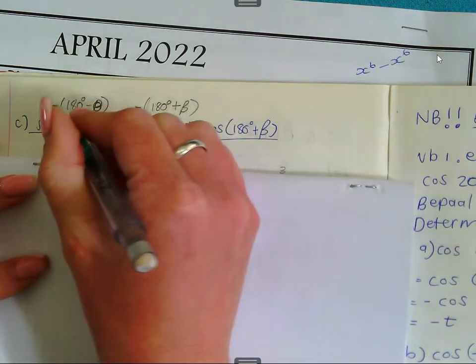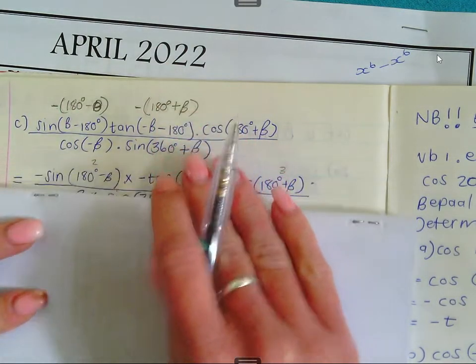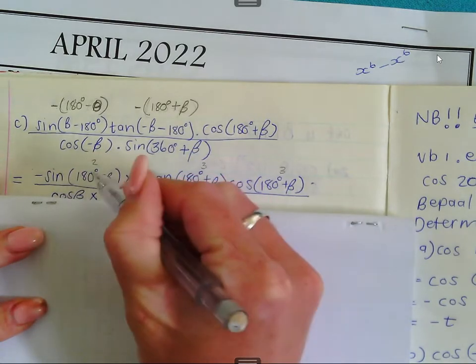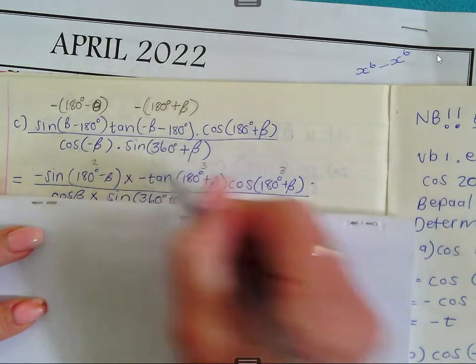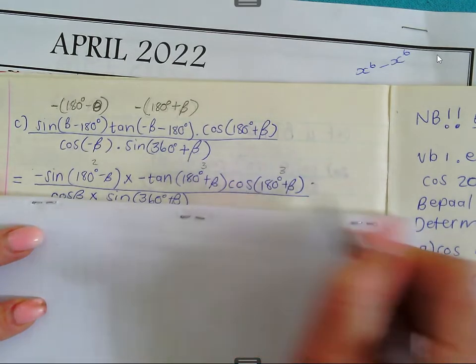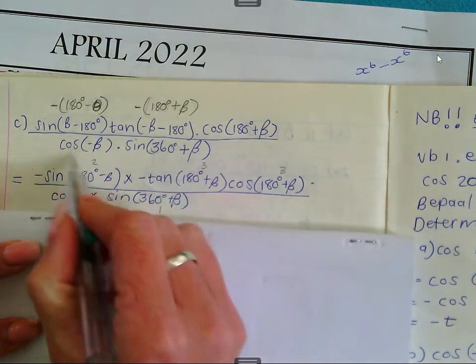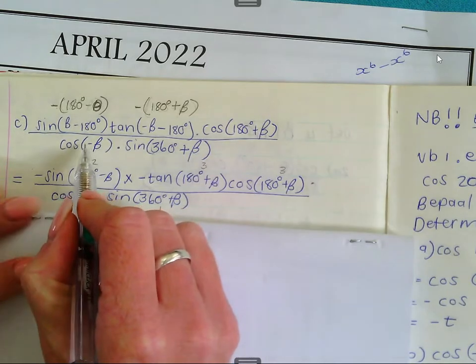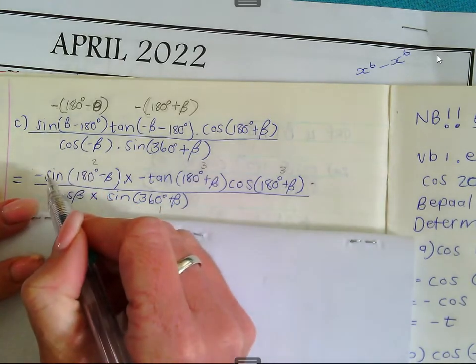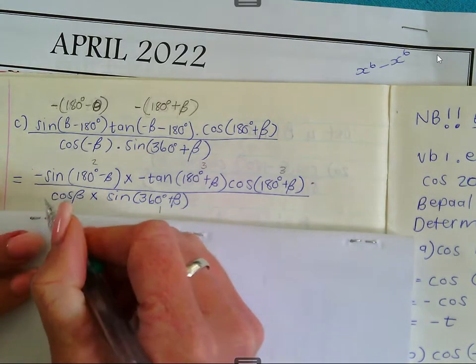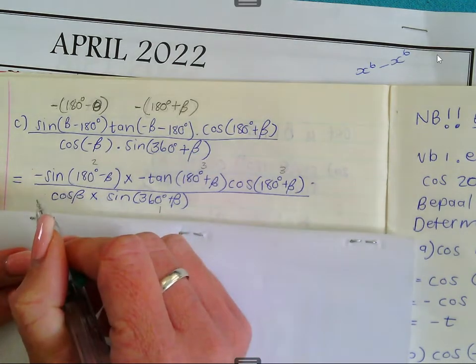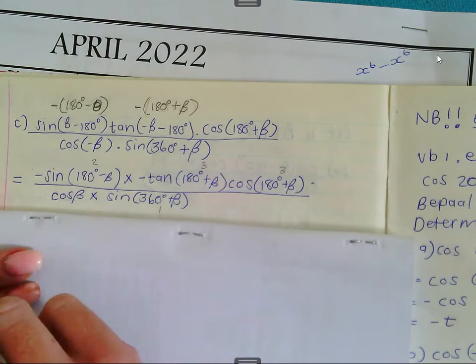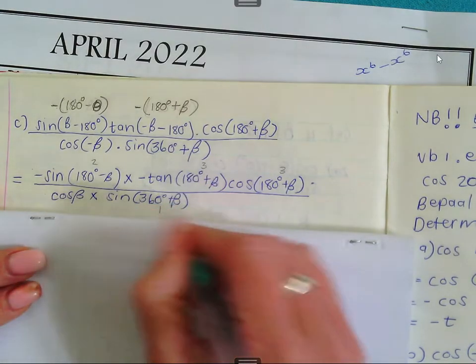The sin of a negative is negative sin of the angle. The tan of a negative? Negative tan of the angle. That one I just left as it is. This one I already changed. The cos of a negative is? Positive cos of the angle. Remember, cos doesn't go to negative. And then that one is fine.